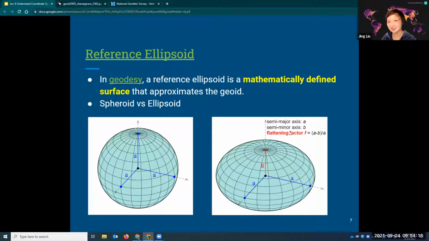All right. So how much do you flatten your two poles? Actually, you can measure that using the flattening factor. You use the semi-major axis, the longer one, from the Earth center to the equator, and the Earth center to the two poles is the semi-minor axis B. So you calculate how much you flatten it.